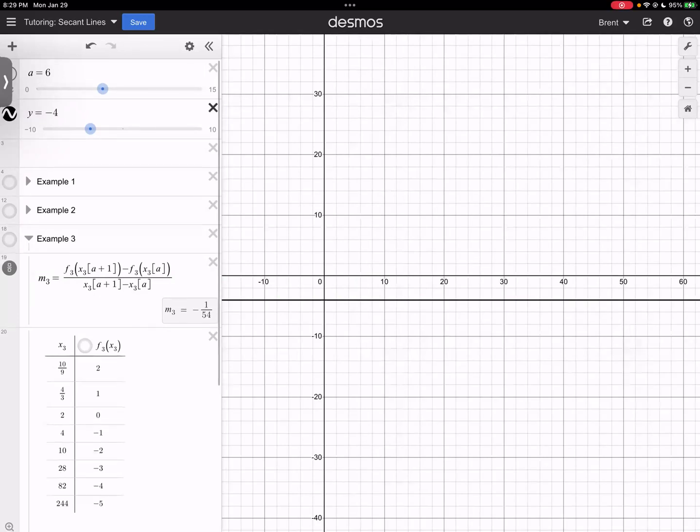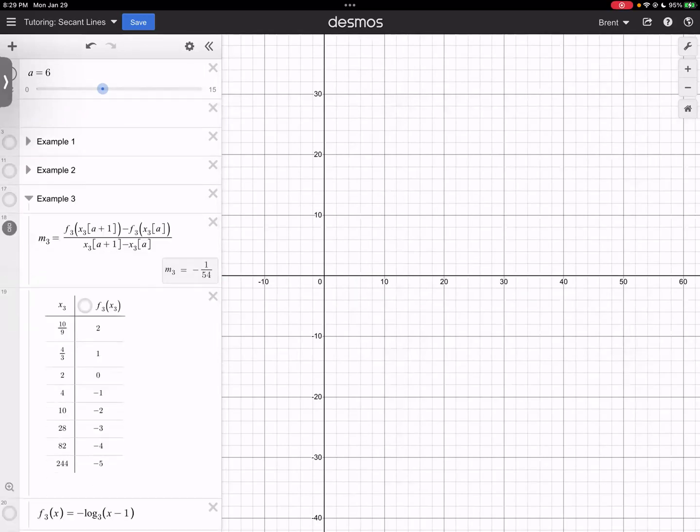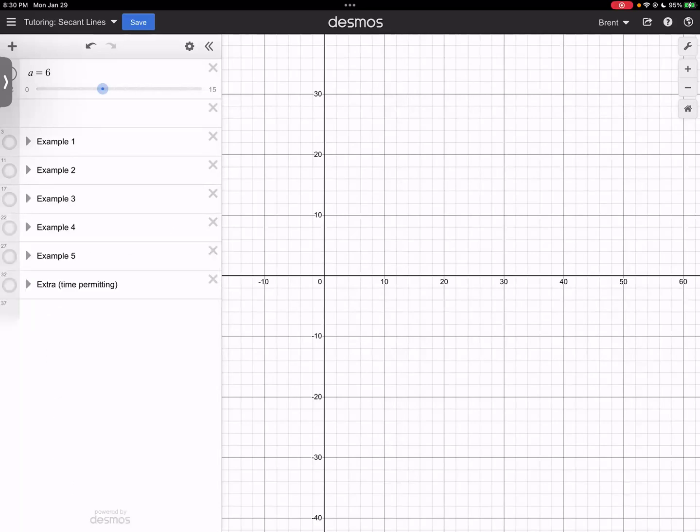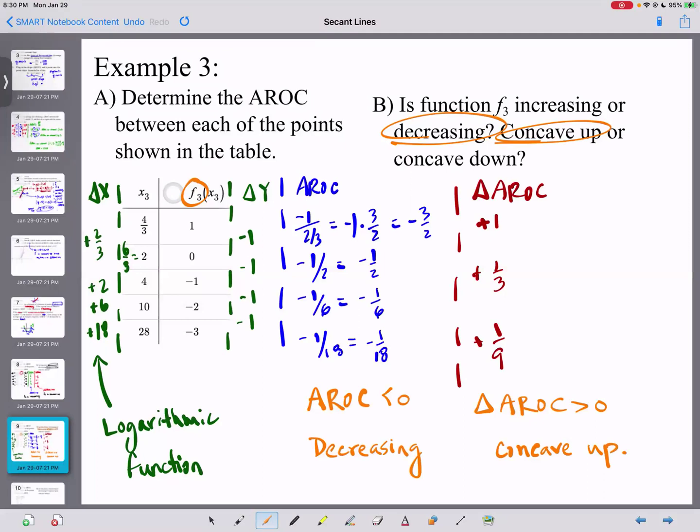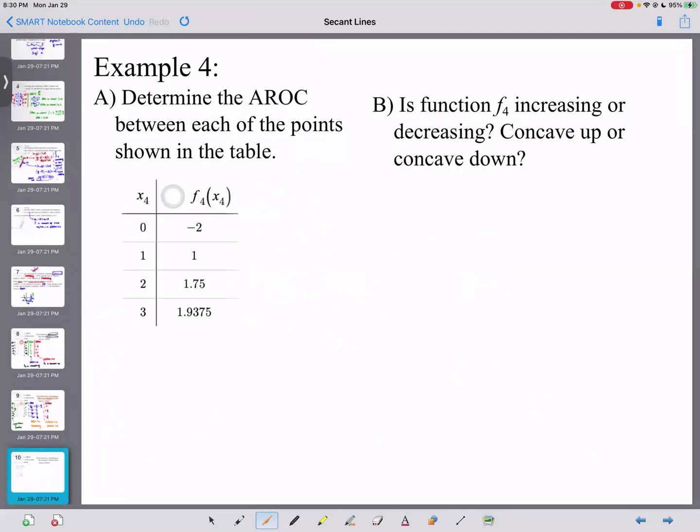Well, it's not cooperating with me. There it goes. All right. Example 4. Two more examples, and then I'm going to wrap it up here. Let's talk about example 4. Looking at this function, let's do the same things we've been doing. So first, let's find our AROC. I'm going to find the change of y's on the right and the change of x's on the left.